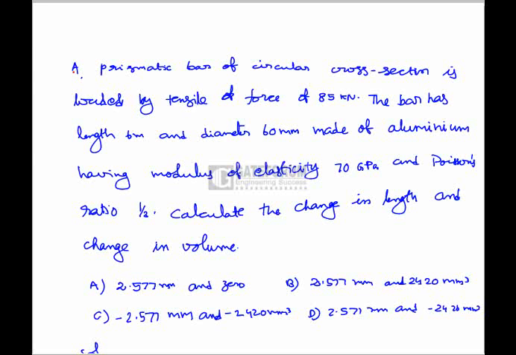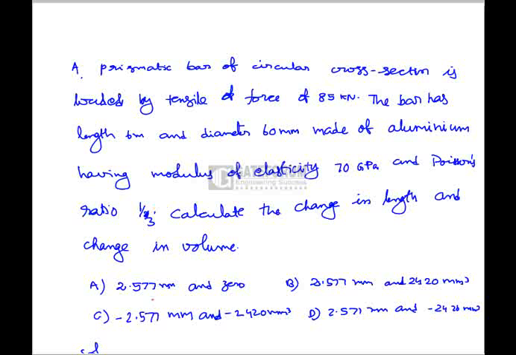A prismatic bar of circular cross section is loaded by a tensile force of 85 kN. The bar has length 6 meter and diameter 60 mm, made of aluminum, having modulus of elasticity 70 gigapascal and Poisson's ratio 1/3. Calculate the change in length and change in volume.